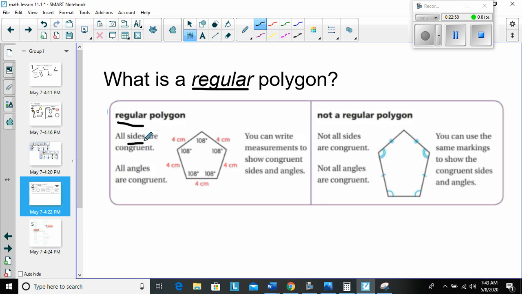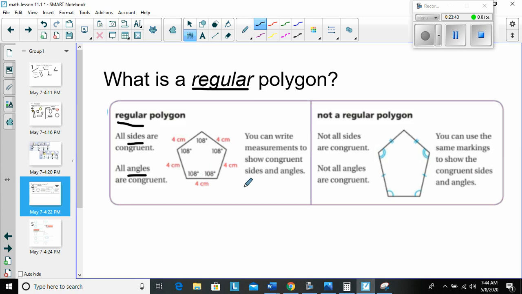And then the other thing that makes it regular is it has to also have congruent angles. All angles need to be the same measure, okay? And if you look at this example, all of these angles, they measured it. It was 108 degrees, 108 degrees, 108 degrees, okay? So this is a regular polygon. If I want to be more specific, since it has 5 sides, I can call this a regular pentagon, because 5 for pentagon, right? Okay. You can write the measurements to show their congruency, just like they did here. So they're showing you 4, 4, 4, 4, 4 to be congruent, and 108 on every single angle to show you that they are congruent.